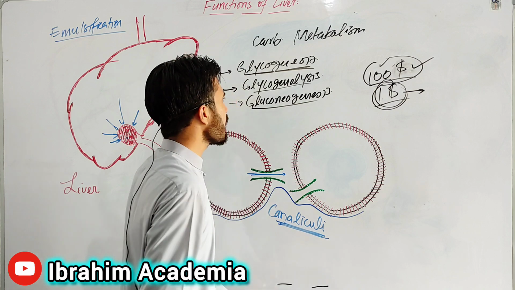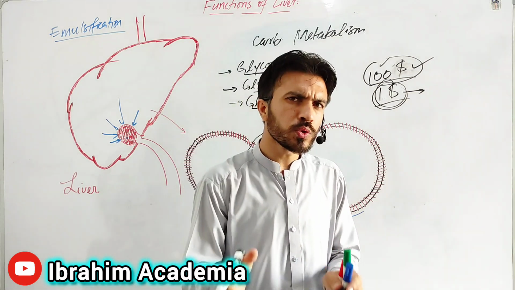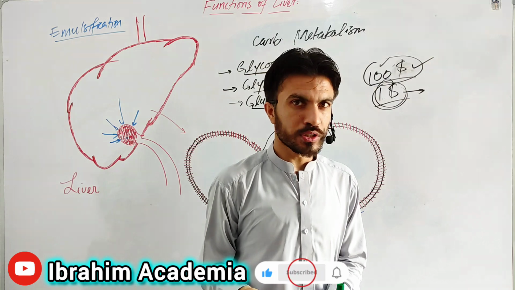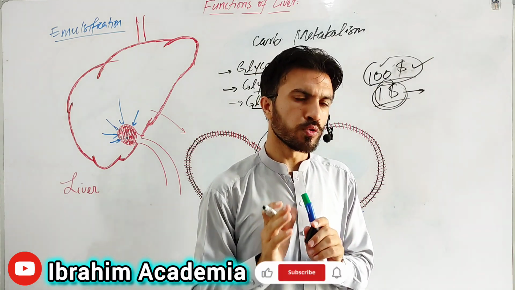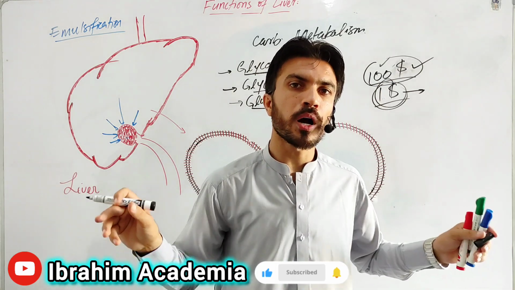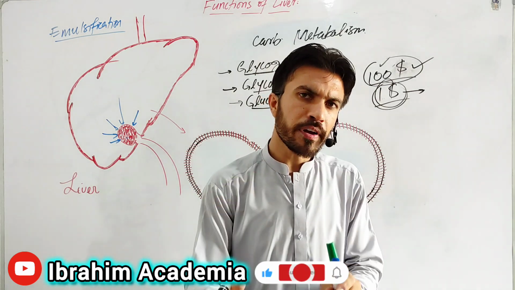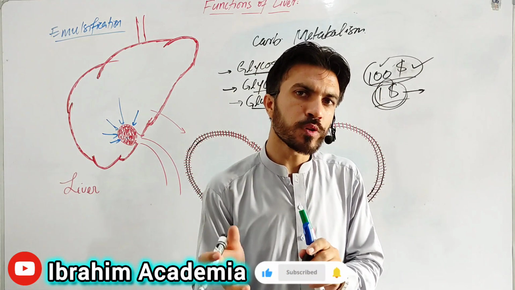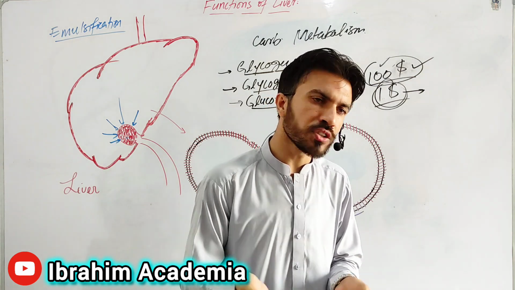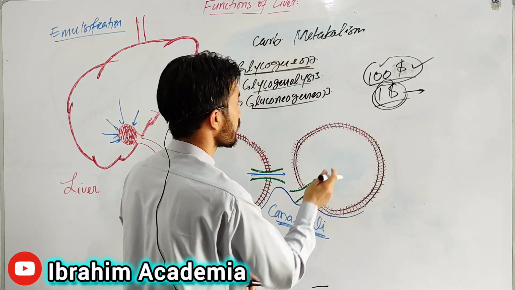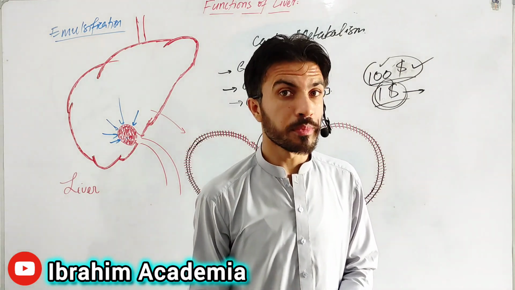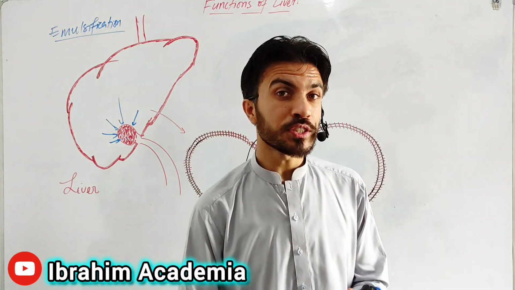Another process that happens is called gluconeogenesis. Whenever there is no carbohydrate, glucose synthesis occurs from non-carbohydrate substances. For example, from fatty acids we can also synthesize glucose. This process is called gluconeogenesis. All these processes happen inside the hepatocytes, and this comes under the umbrella of carbohydrate metabolism. These were a few main functions of the liver.